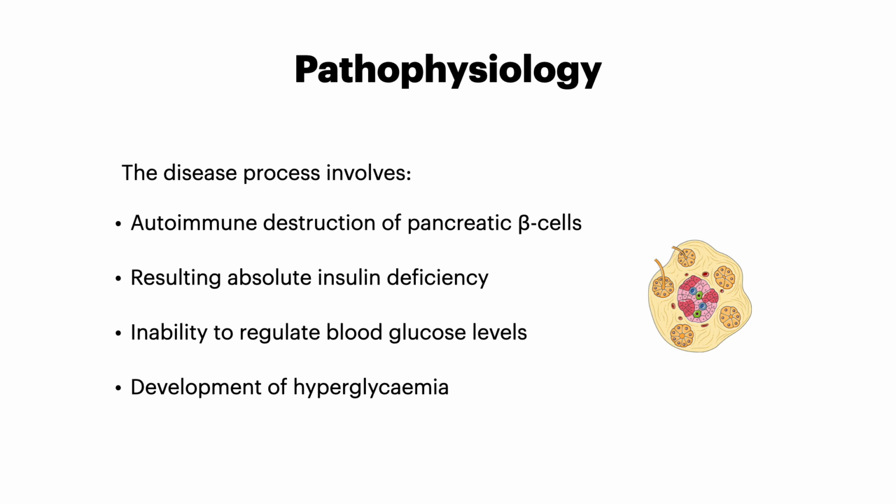Without insulin, the body becomes unable to regulate blood glucose levels. This leads to hyperglycemia. Insulin is crucial because it allows glucose to enter cells and be used for energy. Without it, glucose remains in the bloodstream, causing damage over time.